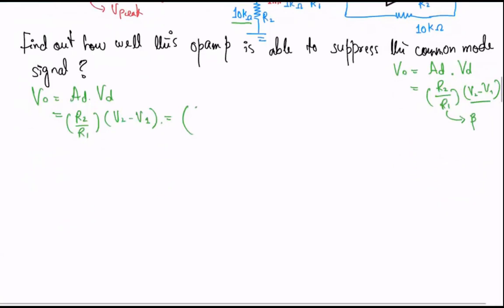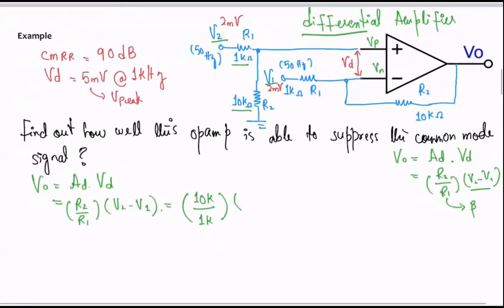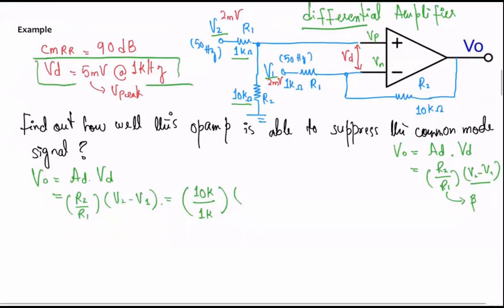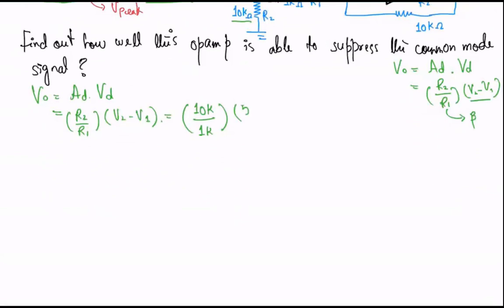So let's put the values in here. 10K over 1K, and V2 minus V1, the differential voltage, is given here, and that is equivalent to 5 millivolts. So I get 5 millivolts here. This K and this K will cancel out, and if I do the math here, I basically get V naught equals 50 millivolts. I'm going to box this because I may need that later on.